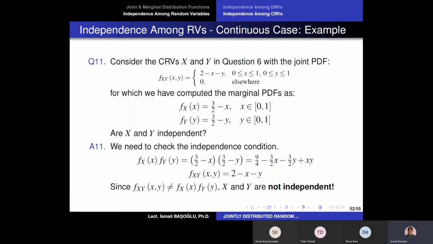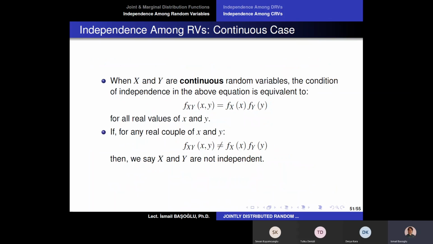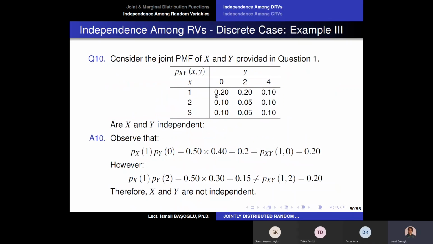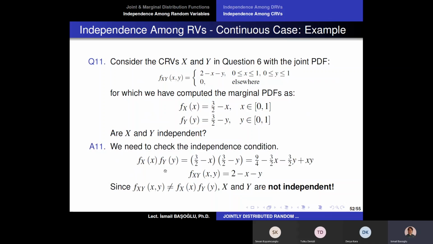I mean, proving independence for continuous random variables is much easier than proving independence for discrete random variables, because in the discrete case, you need to check all of the countable number of cases here. All of the possible cases you need to check. However, for continuous random variables, you just need to compute the marginal PDFs. If the product of the marginal PDFs is equal to the joint PDF, then they are independent. Okay, if the product is not equal to the joint PDF, then they are not independent.